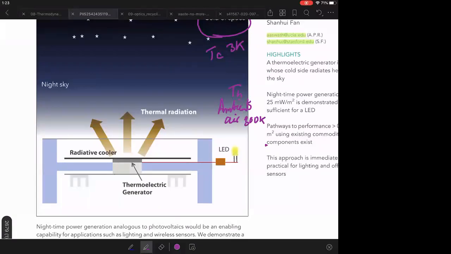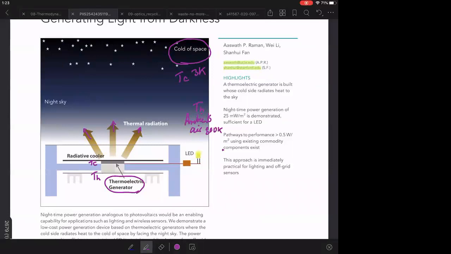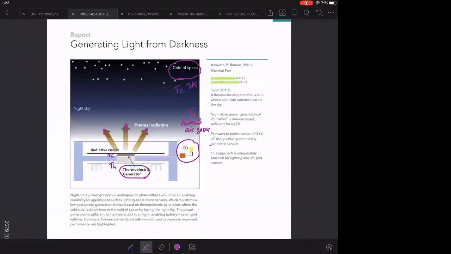And of course, the details are important. Here they have something called a radiative cooler that radiates the heat out into space. So it cools one side of this thermoelectric generator, that's the cold side, while the hot side is essentially attached to this aluminum heatsink, which thermalizes it to the ambient temperature. So that's the hot side. And because the thermoelectric generator, as we saw in our third lecture, generates electricity from a difference in heat, it can be used to power an LED. So essentially, it's a very simple, cheap device, you put it on the roof at nighttime, and it produces enough energy to run an LED. So really clever, really interesting application of the principle of heat engines.